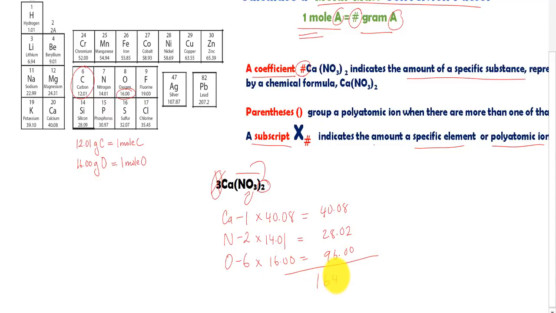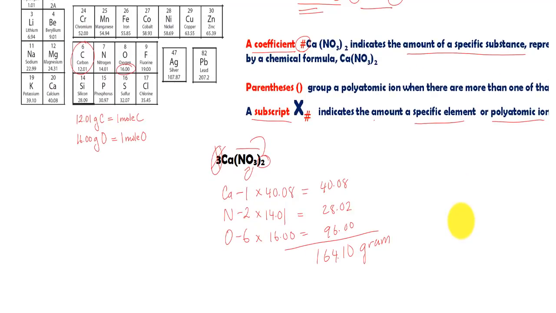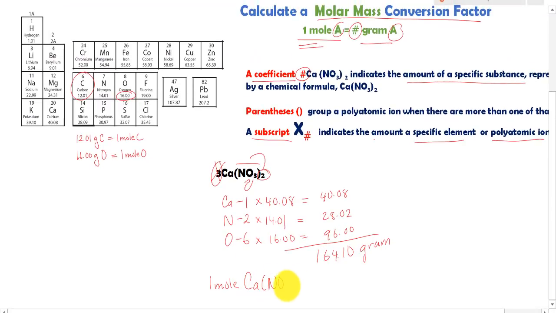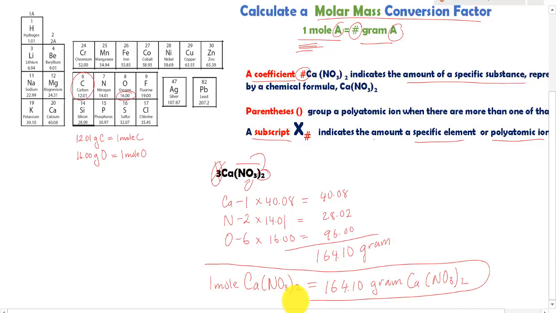And the last step is we add them all together. That gives us 164.10, and this is the mass in grams. How do we express this as a conversion factor? Of course, we will have 1 mole of the substance, in this case Ca(NO3)2. Notice I don't care about the 3, because we are looking for 1 mole of a substance equal to 164.10 grams of Ca(NO3)2. And this is a conversion factor that we can now apply to the stoichiometry flowchart.